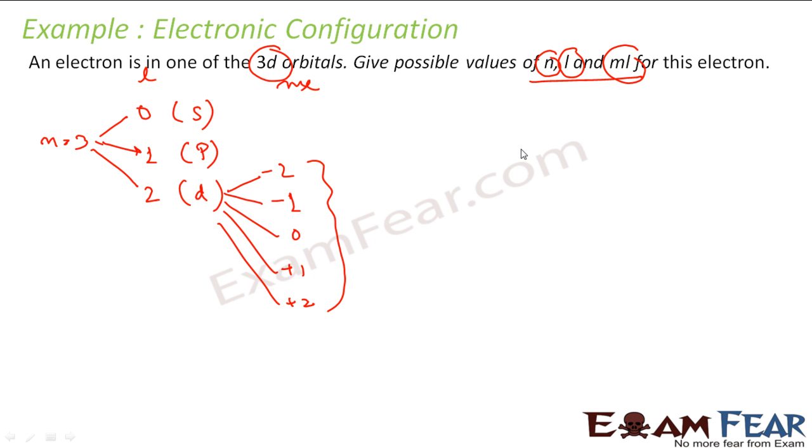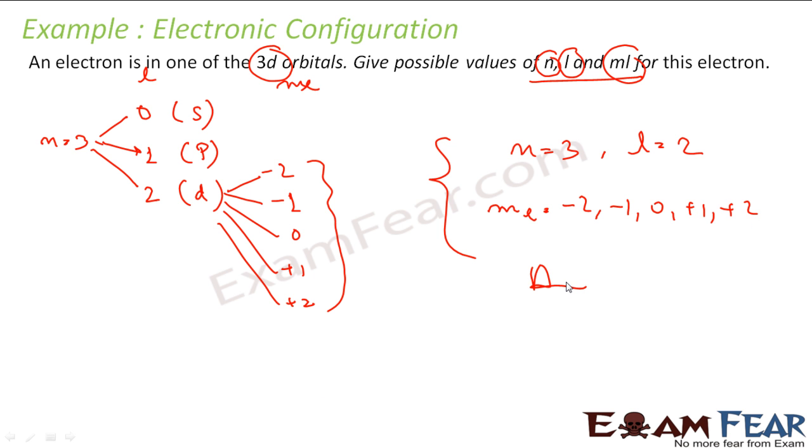So in all these cases, my n is 3 always, L is 2 always, but my ml can be -2, -1, 0, +1 and +2. And that is my answer. See, in the tree structure, for a given value of n, I can have a lot of values of L. So for n equal to 3, I got 3 values of L. For L equal to 2, I got these 5 values of ml.